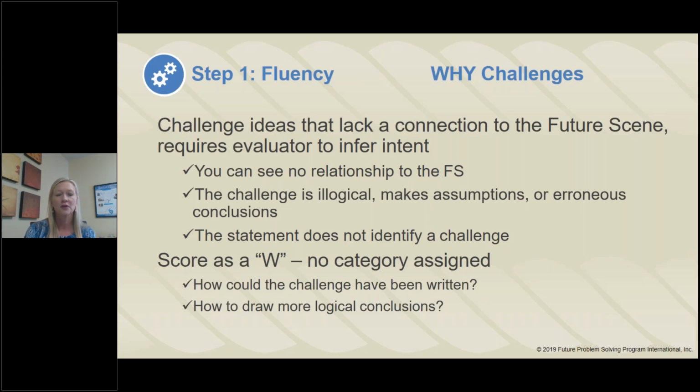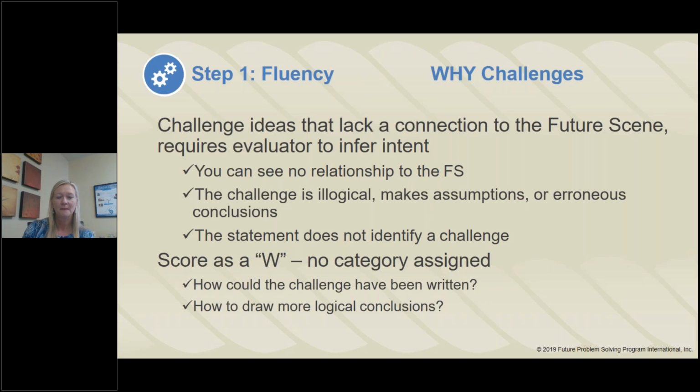So you might include comments by telling the students how the challenge could have been written, and how to draw a more logical conclusion. Okay. Any questions on perhaps or why? We have a few more categories, but I do want to pause there to see if there's any clarification.